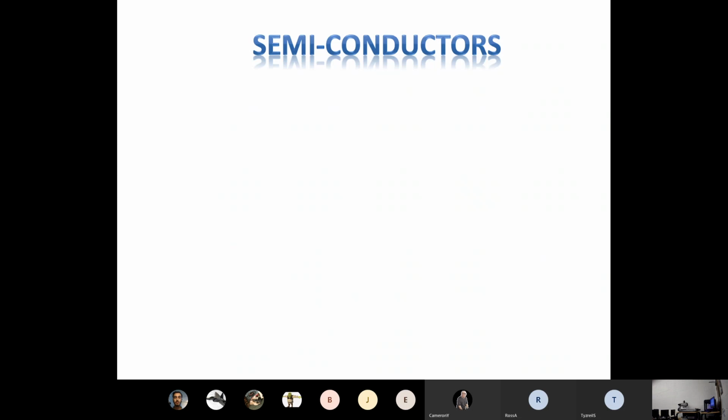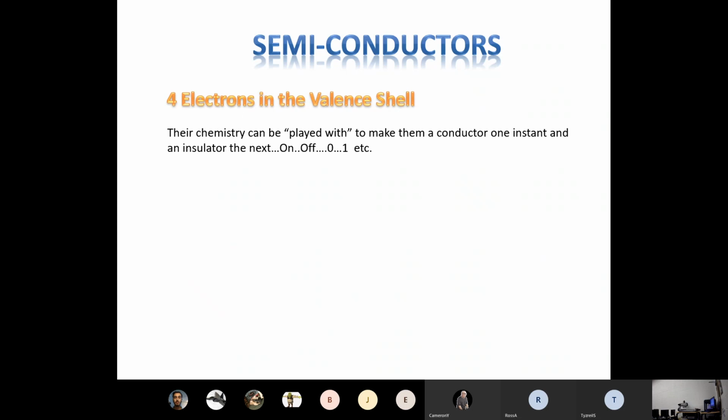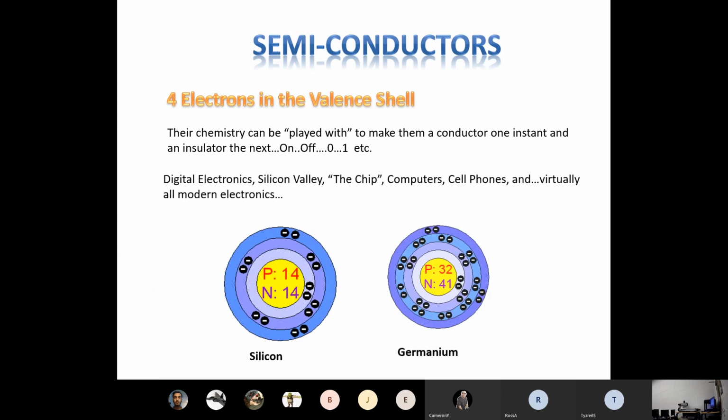All right, semiconductors. Basically, every element with 4 electrons in the valence shell is going to be a semiconductor. You can play with their chemistry in order to make them a conductor one instant and an insulator the next. This is how we're able to use the majority of electronics, because all of electronics really deals with a switch being turned on and off over and over again. That's what electronics is all about. So we'll be using a lot of things that require semiconductors.